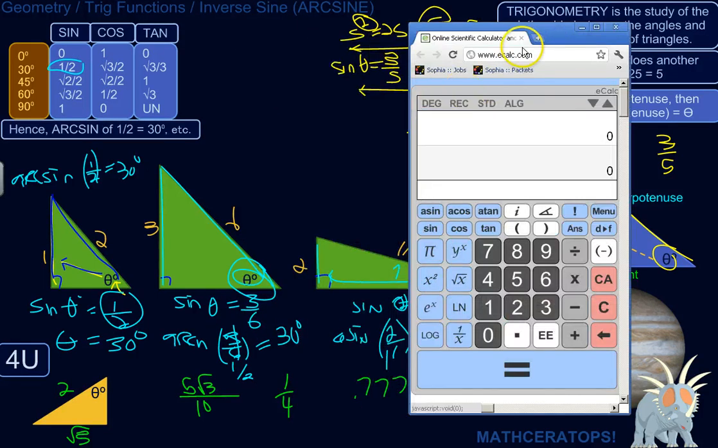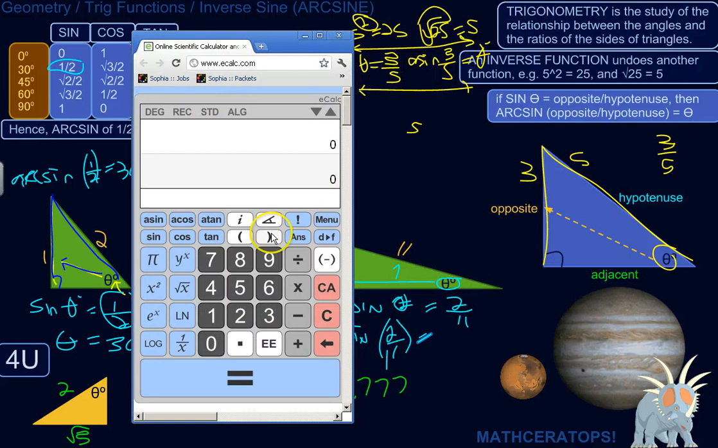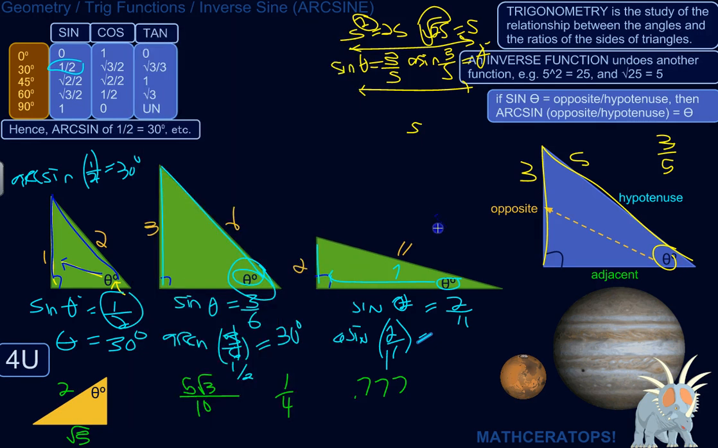I'm in degree mode, so it'll give me the angle in degrees, which is nice. On my calculator, ASIN is the abbreviation for arcsine. You might see sine to the negative first. That's a way to symbolize arcsine. I don't like that notation because it's confusing, but you might see that. Or it might be spelled out like ARCSIN.